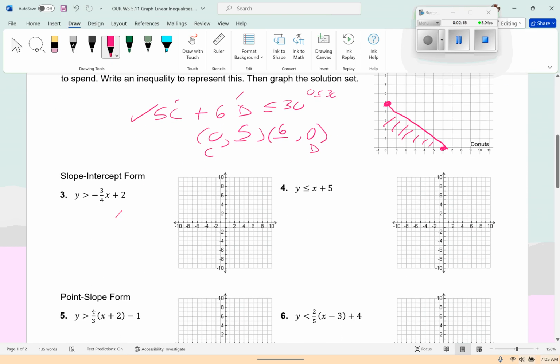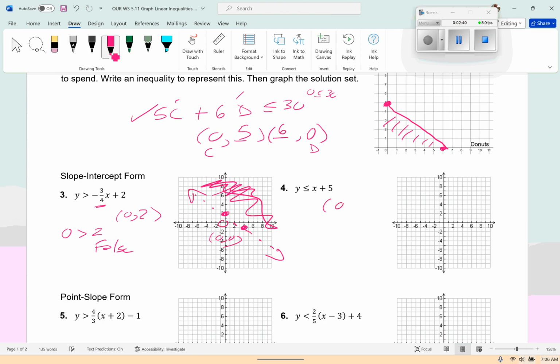Number 3, our y-intercept is at 0 comma 2, which is here. My slope is down 3, right 4. It's dotted. 0, 0 is down here. Plug 0, 0 in, so I get 0 is greater than, plug 0 in there, that becomes 0. 0 is greater than 2. That's false. I'm going to shade the upper part of the line.